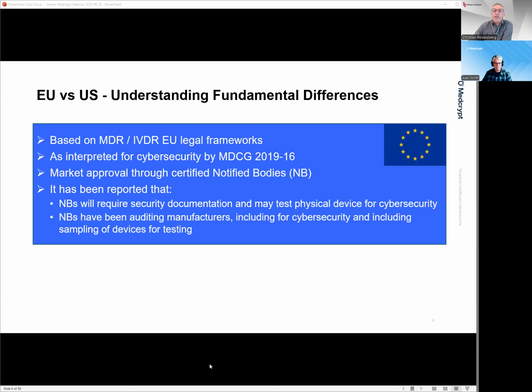For all medical devices except the non-critical class 1 devices, a notified body has to be involved in the conformity assessment, and they do a review of the cybersecurity file, which is part of the technical documentation, and in some specific assessment types, they also test the device physically. They also do audits on the quality management system, looking for procedures related to cybersecurity. And in some seldom cases, for example, in unannounced audits, we experienced that they even take samples of the device for penetration tests.